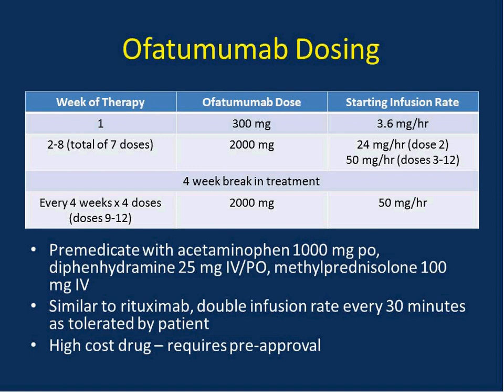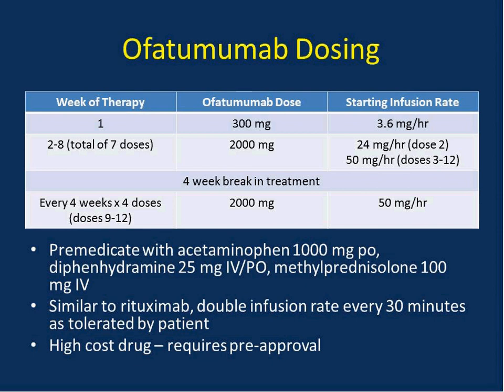And with ofatumumab, your pre-medication is slightly different in that corticosteroids are recommended per the package insert right off the bat. You don't wait to see, like with rituximab, where you would do Tylenol and Benadryl, wait and see if the patient has a reaction, and add steroids if necessary. Versus ofatumumab, you would give patients some sort of steroid right off the bat. Similar to rituximab, your infusion rate starts slow and you titrate every 30 minutes, assuming that the patient is tolerating the infusion.